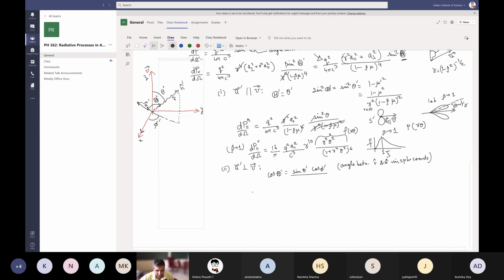So what is sine squared? This is what we'll need in our formula here. That's 1 minus cos squared theta prime. And what is that? This is equal to 1 minus sine squared theta prime cos squared phi prime, right? Just from the above expression.